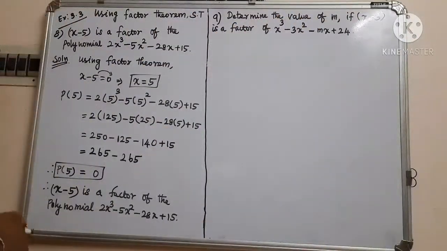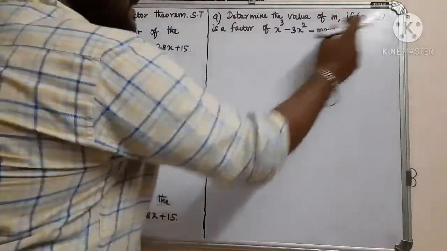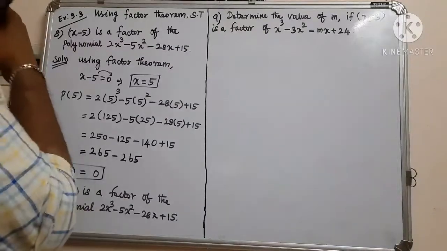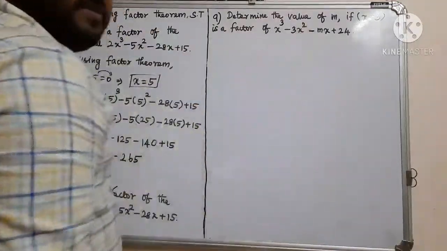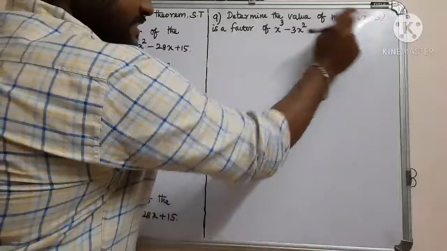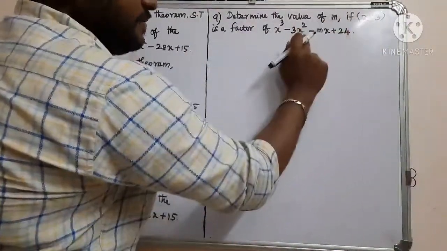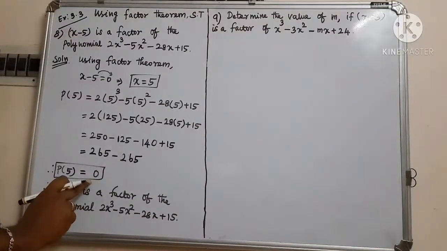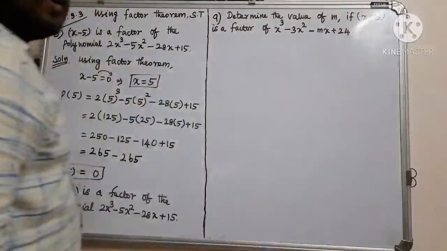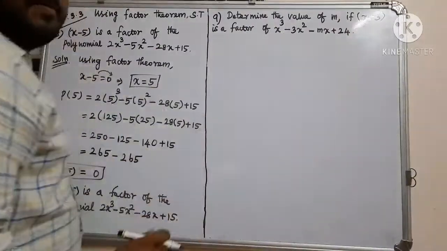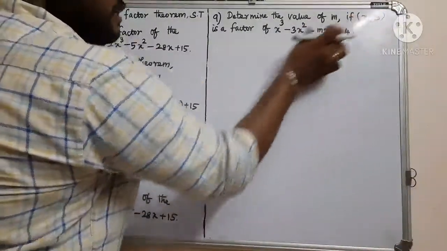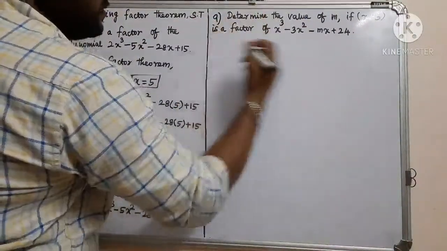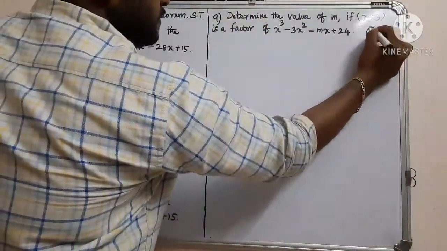So and then 9th question, determine the value of m. You have to find out the value of m if x plus 3 is a factor of x cube minus 3x square minus mx plus 24. If it is a factor, the remainder must be equal to 0. If the remainder is 0, then only it should be taken as a factor of this polynomial. So this is an important 5 mark question.